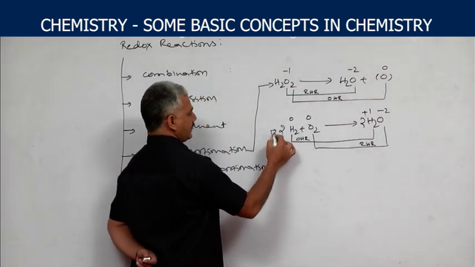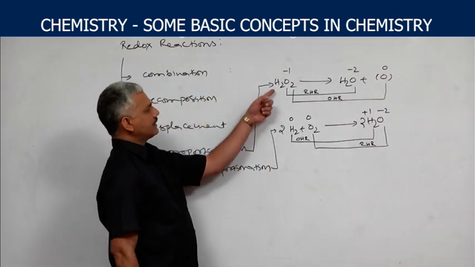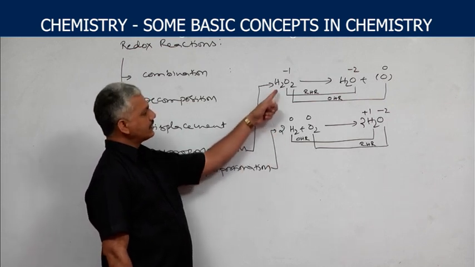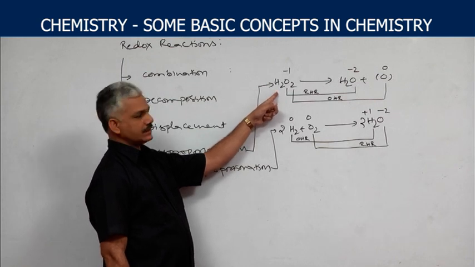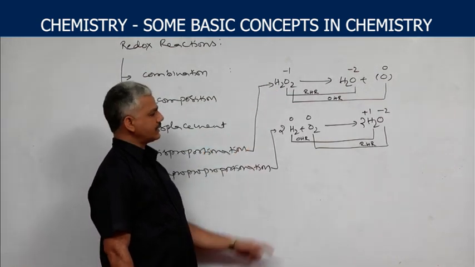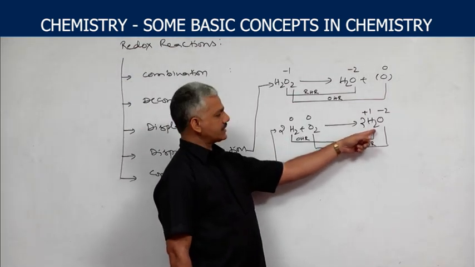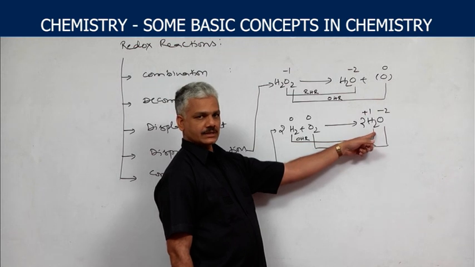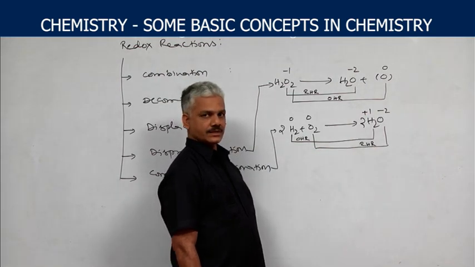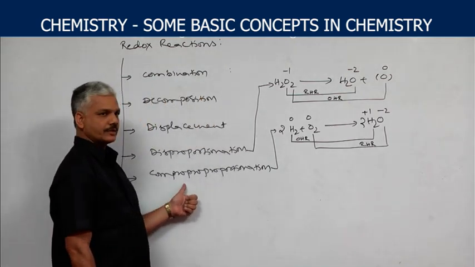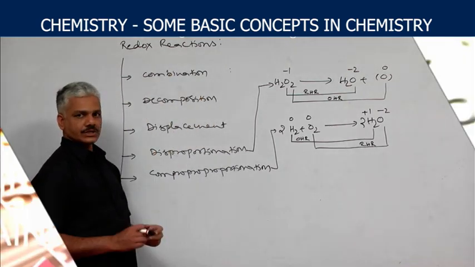Now, as you can see, the difference between disproportionation and comproportionation reaction is that in disproportionation the substance undergoing both oxidation and reduction is present on the reactant side, whereas in the comproportionation reaction the substance undergoing both oxidation and reduction is present on the product side. So, this is an example for comproportionation redox reaction.